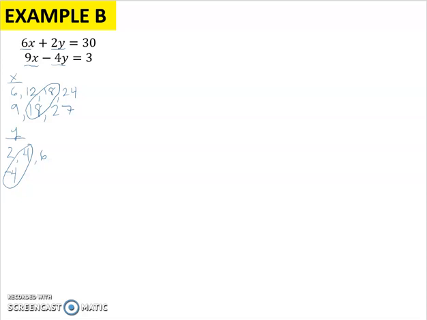I'm going to go with the y just because I just have to multiply one equation to make it a zero pair, right? Because if I multiply this top equation by 2, that's going to give me positive 4y, and positive 4y minus 4y will be my zero pair. So sweet, let's make that happen. So I'm multiplying everything in this equation by 2, okay? So it's going to become 12x plus 4y equals 60. And that bottom one, I'm leaving it alone. So it's going to be 9x minus 4y equals 3.